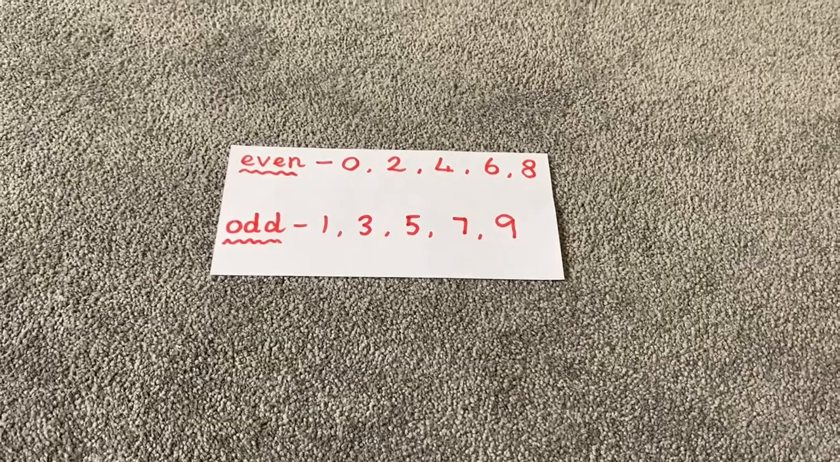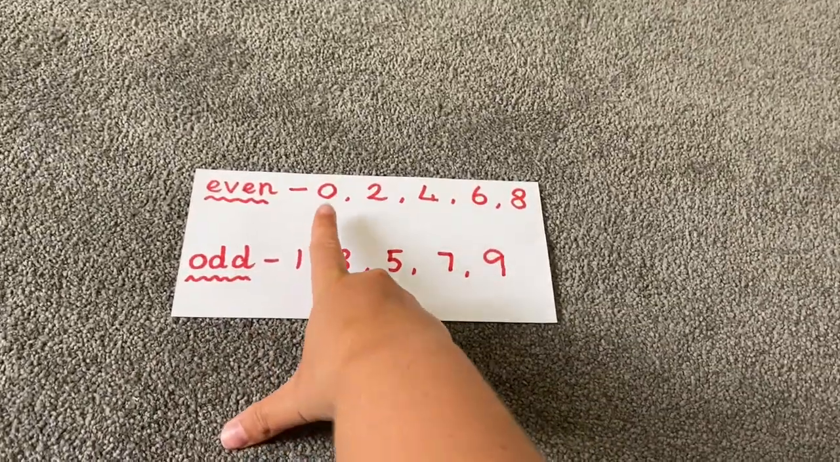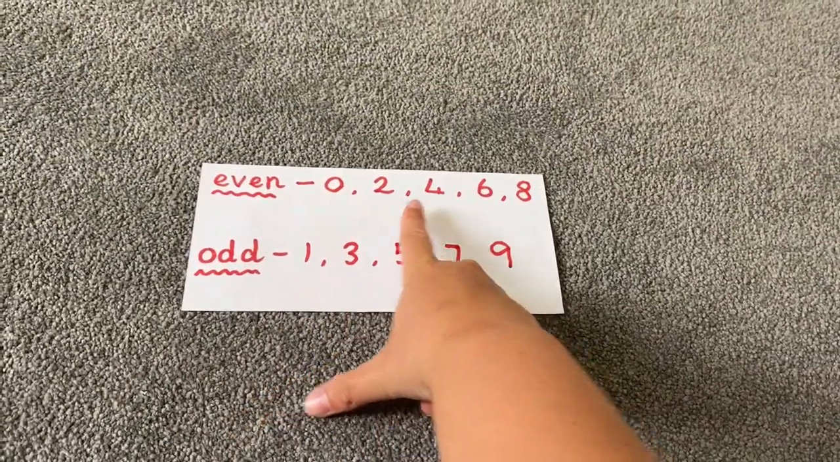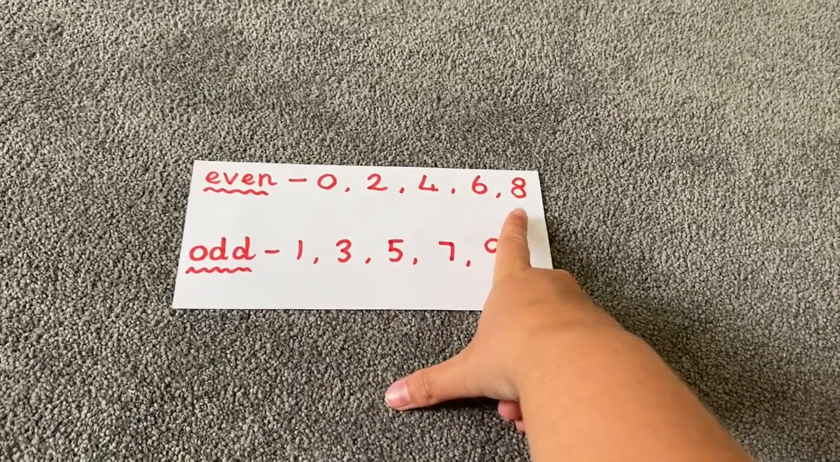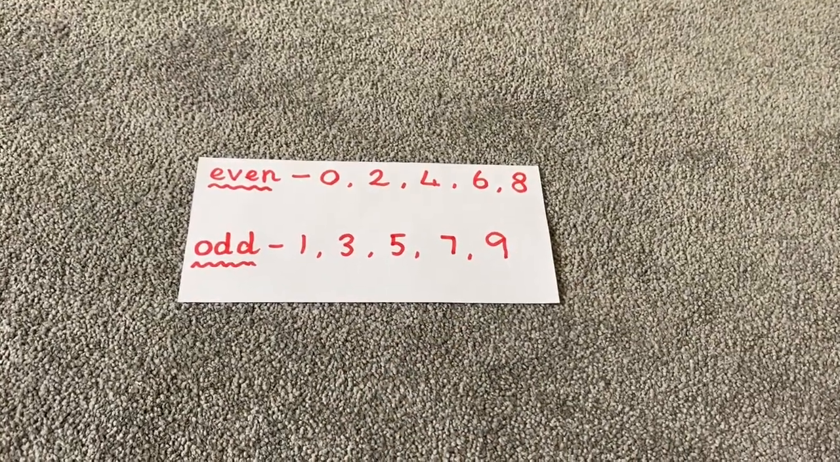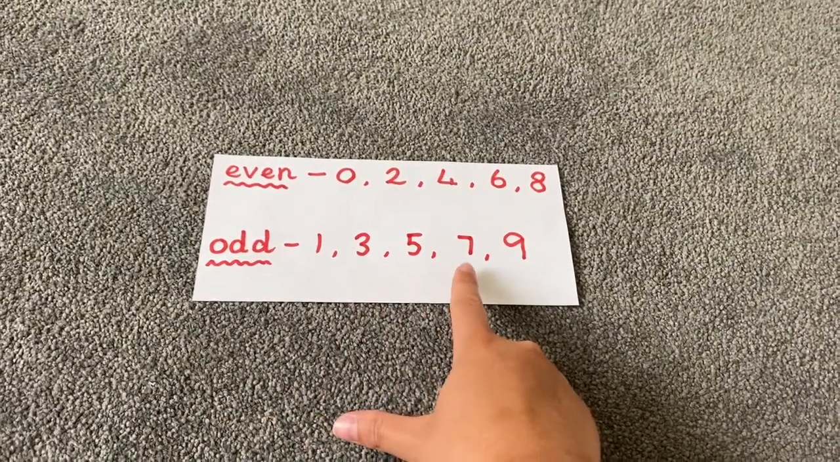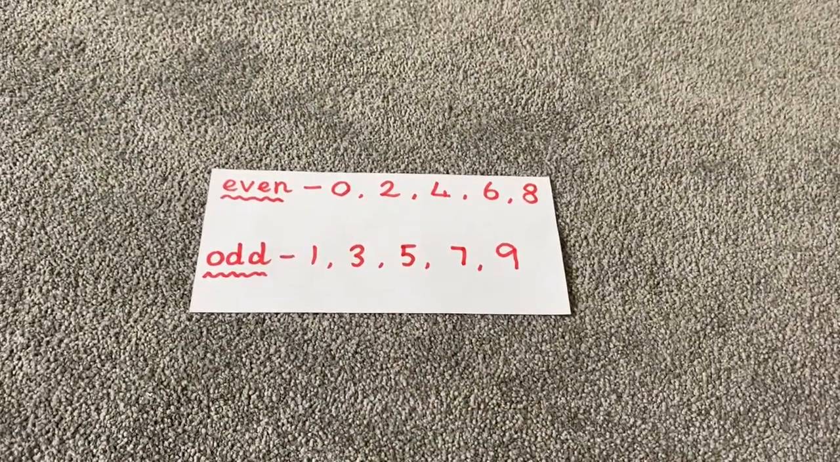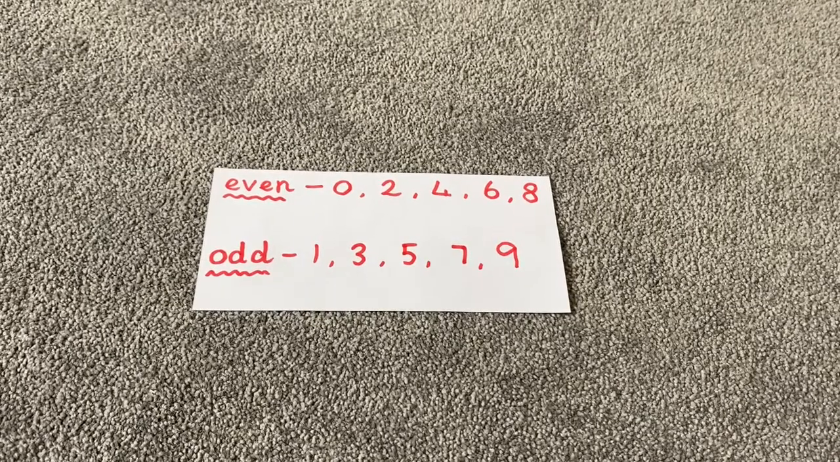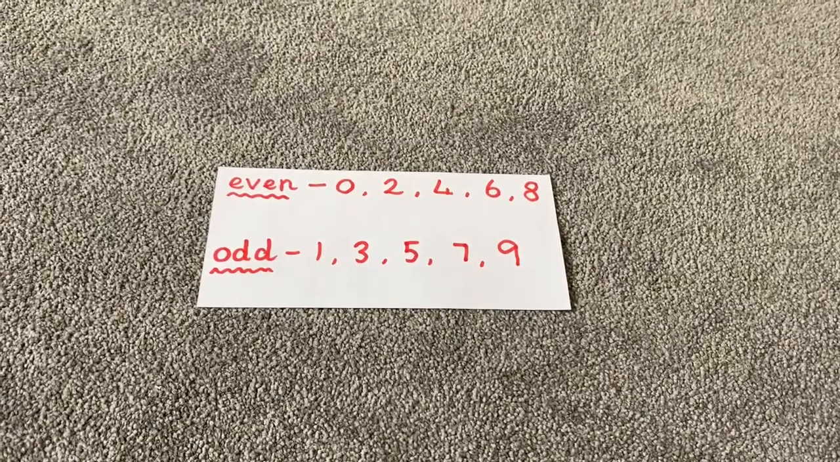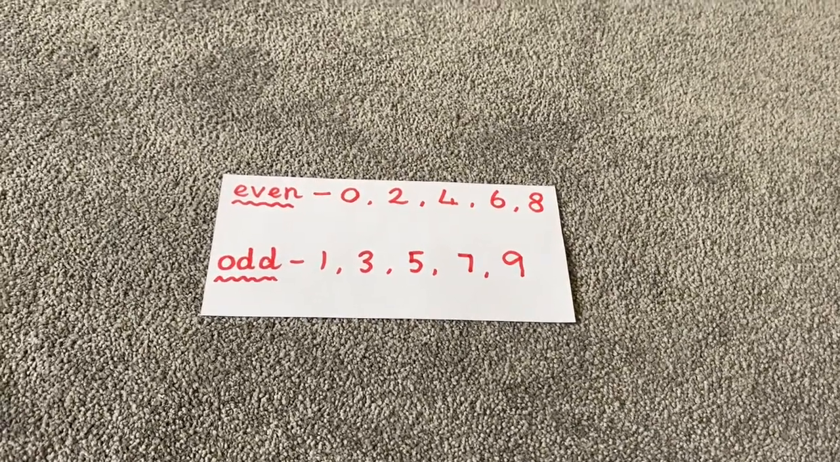So a number is even if the last digit is a 0, a 2, a 4, a 6 or an 8. And a number is odd if the last digit is a 1, a 3, a 5, a 7 or a 9. Now, when we're looking at odd and even numbers, it's just the last digit that we look at, not any of the other digits, just the last digit.